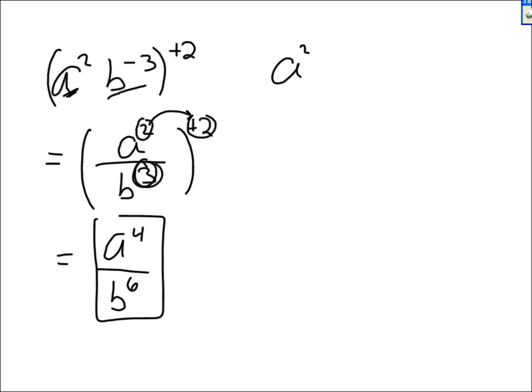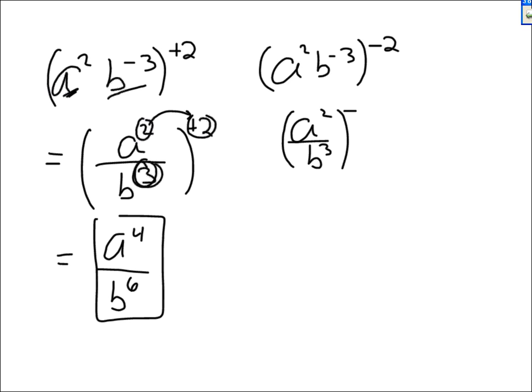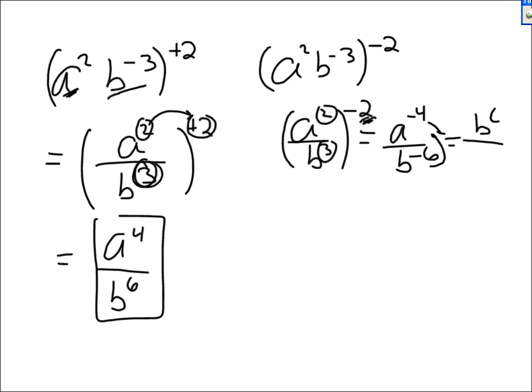But what if we have this same problem, except the power outside is negative? If I got everything inside the parentheses to be positive, when I go and multiply the powers by negative 2, I get only negative exponents. And then you move top to bottom, bottom to top, and you get b to the 6 on top and a to the 4 on the bottom. But we could have been done right here if we'd been a little bit more clever.